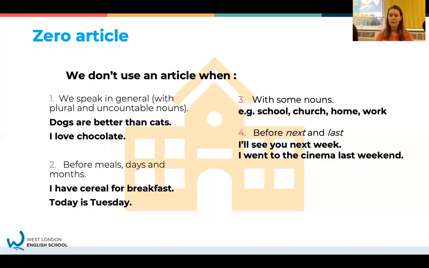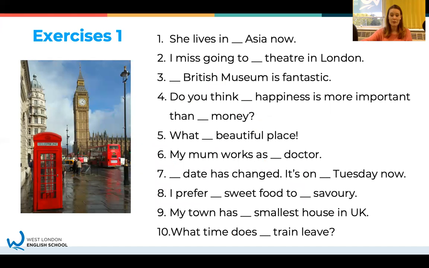And then also with next and last, we don't use anything. I went on holiday last week. I'm going out for dinner next week. Hopefully next year will be amazing. Okay? So we've got some exercises. You can pause the video now and have a go at them, and then we will go over the answers.